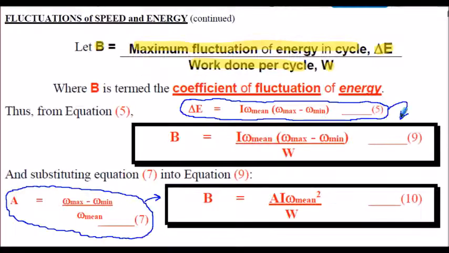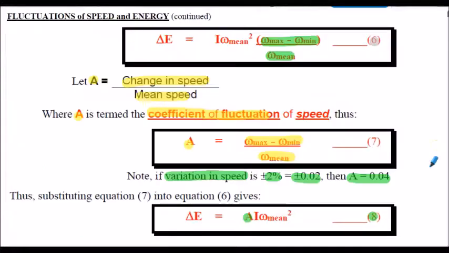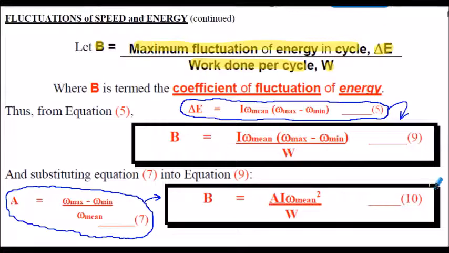From equation 5, they can now write equation 8 in this form, which gives you equation 9. And with equation 10 here, they've substituted equation 7 into it. There's equation 7, it's been substituted. They've put this value in for this bit here, and they're putting omega mean at the bottom. So that's why they've got to square the omega mean in equation 10. So it's all algebraic manipulation here. Don't worry too much about it, but that's where they're coming from.